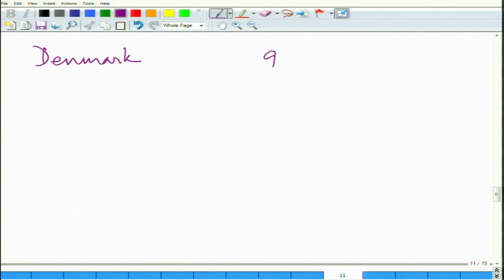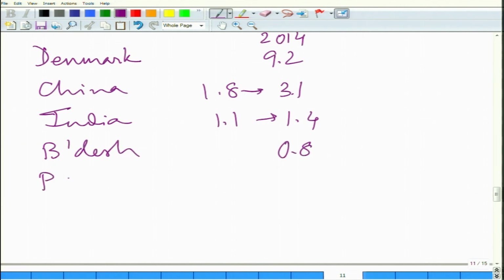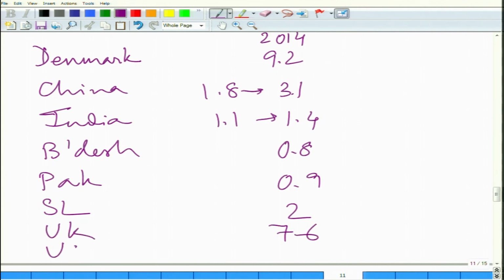If I take random examples, say in Denmark, it has been 9.2% in 2014. It has increased from 1995 to 2014 by 2.5%. It was 6.7, now in Denmark it is 9.2. In China, it has increased from 1.8 to 3.1. In India, it has been pretty stagnant, 1.1 to 1.4. In Bangladesh, it has been 0.8. In Pakistan, it has been 0.9, whereas in Sri Lanka it has been 2, and in UK and USA it has been 7.6 and 8.3 respectively.